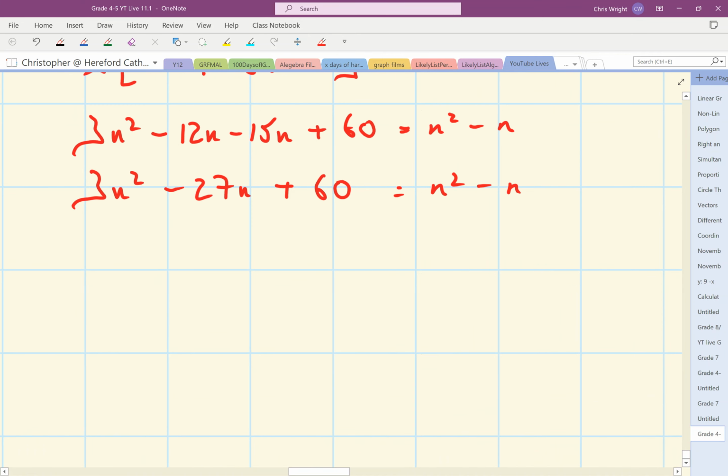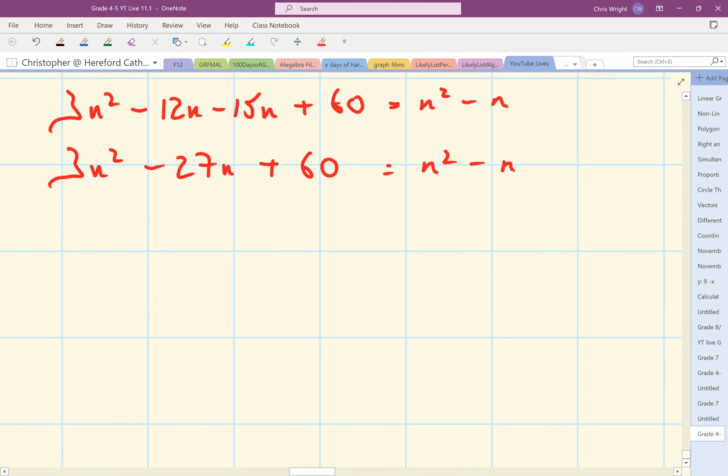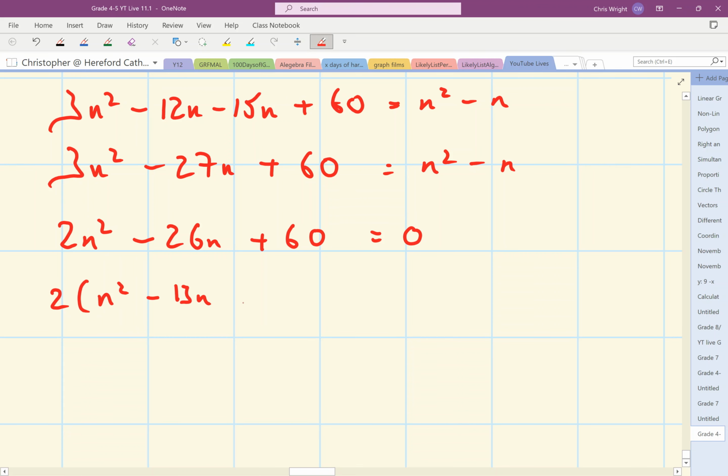Aha, quadratic equation, set it equal to 0. Let's subtract an n squared from both sides, and let's add an n to both sides. Careful, now you've got minus 26n because you're adding an n to minus 27n. Plus 60 equals 0. So I have to solve this. Well, I need to factorise the left, don't I? So I start by pulling out a 2. 2 lots of n squared minus 13n plus 30 equals 0.